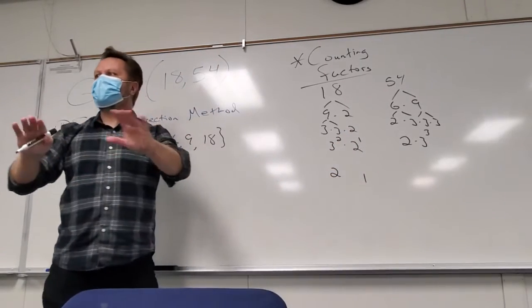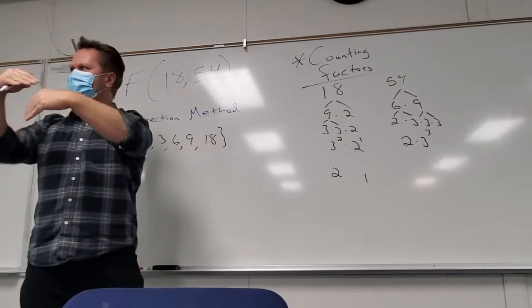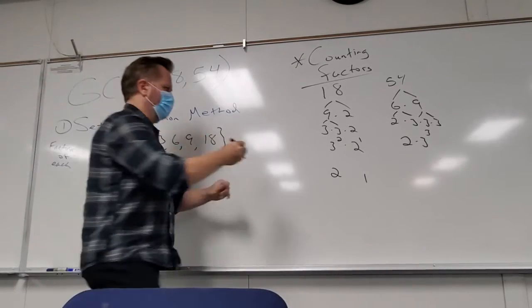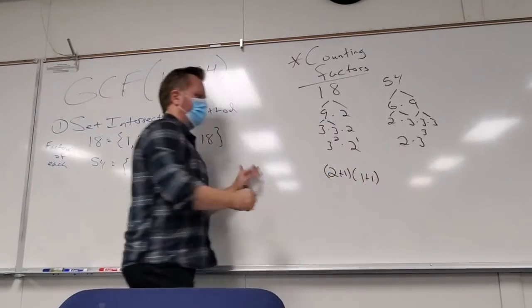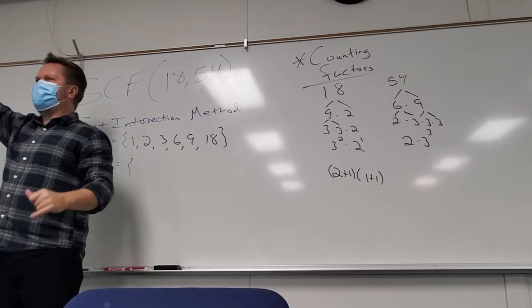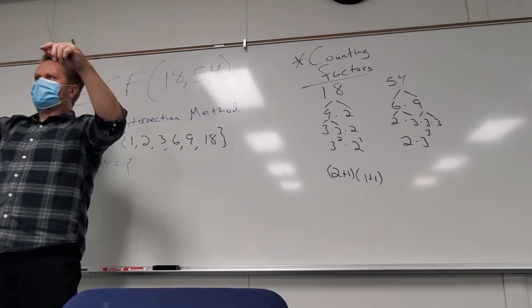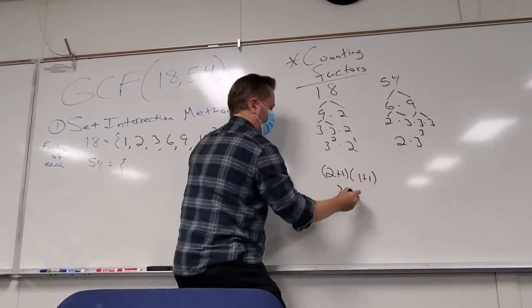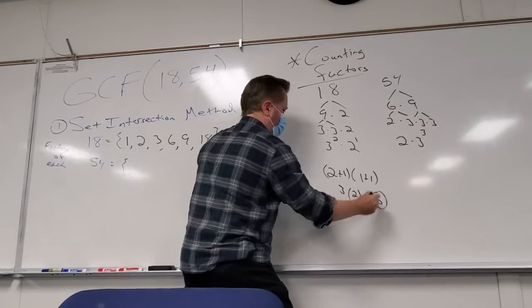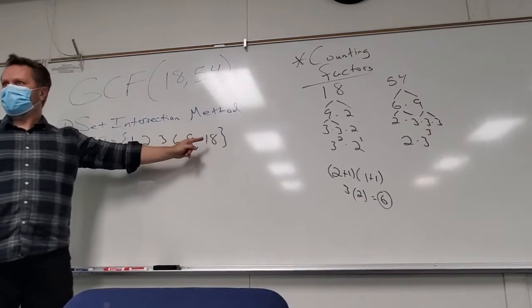So what you can do every single time, and this is a consequence of the fact that I'm going to be pairing these things up with each other in all the different ways, if I add 1 to both powers and multiply them, it will tell me how many ways there are to combine them. So sure enough, what's 2 plus 1? 3. What's 1 plus 1? 2. 6 ways. And there's my 6 answers.